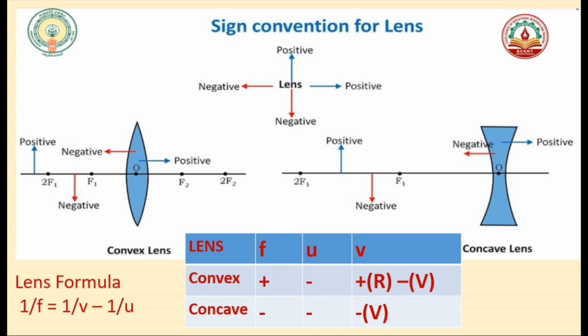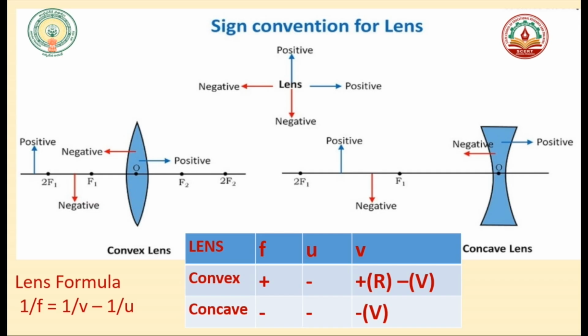We can show the differences between the concave lens and convex lens regarding the sign conventions. For convex, focal length is positive. Why positive? Because the rays are converging on the other side of the lens. Whereas for concave, they are diverging and appear to converge on the same side of the lens. So focal length is negative, and the object distance is negative for both convex and concave lens.